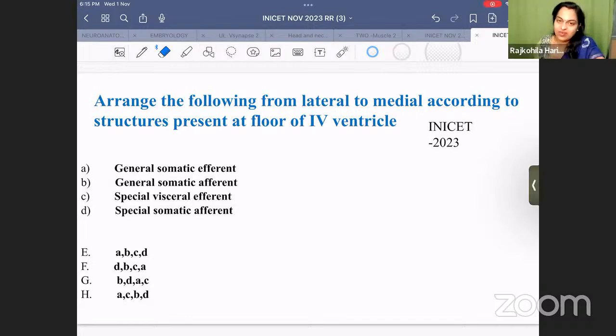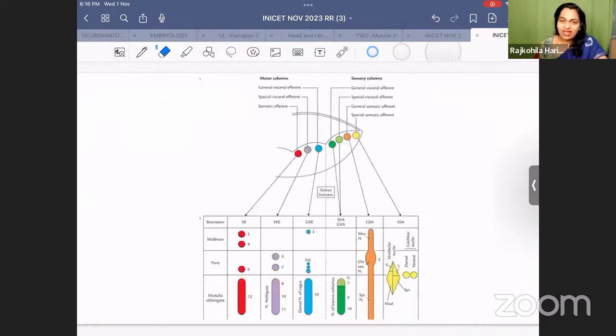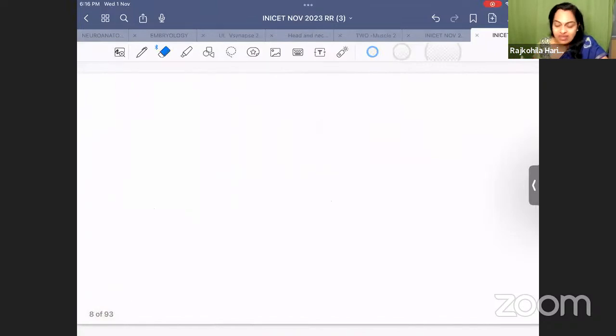So we'll start with the first question in this session. It was recently asked: arrange the following from lateral to medial according to the structures present in the floor of the fourth ventricle. Functional columns is a very, very high yield topic. Luckily, you won't be getting the same question, but you should know everything related to this topic, because the question can be put in a different way. I'm here to simplify it to the best of my ability.